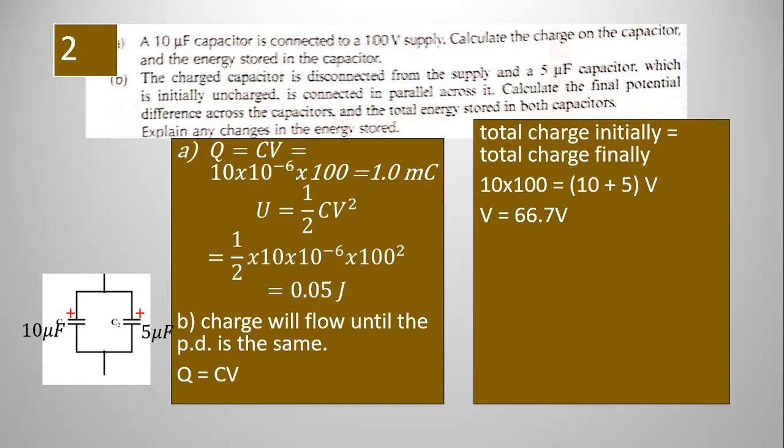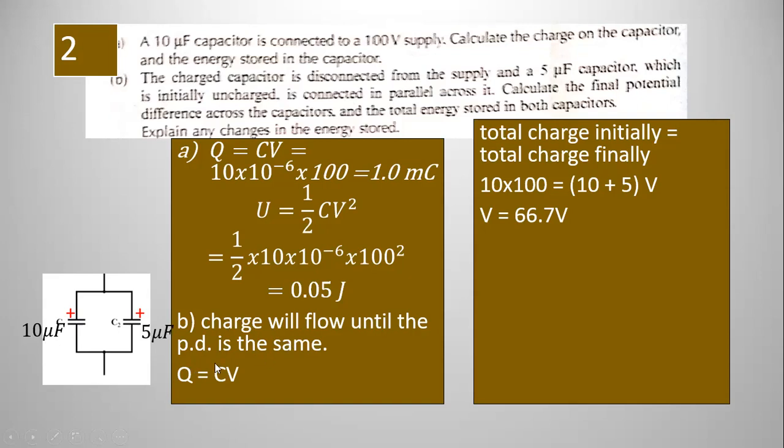It is giving supply to the 5 microfarad capacitor also, because that one doesn't have a supply, it has no charge there. So the charge all comes from the 10 microfarad capacitor, because that one is charged up. The charge will keep on flowing until both of them have the same potential. That's why we are using the same potential.